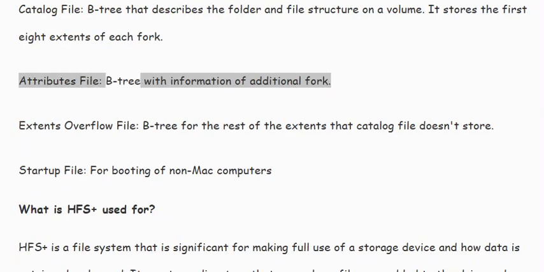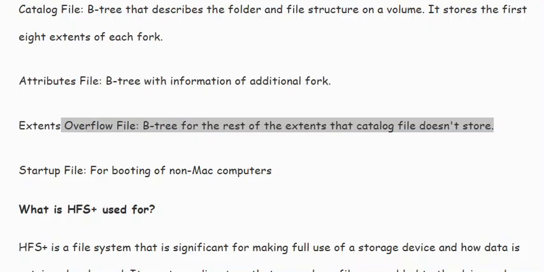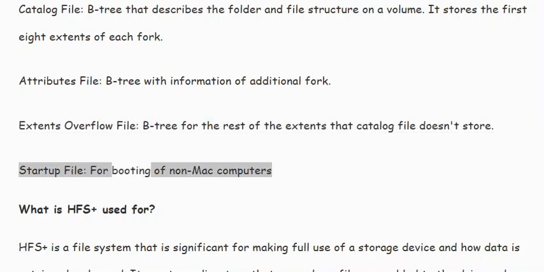Attributes file: a B-tree with information of additional forks. Extents overflow file: a B-tree for the rest of the extents that the catalog file doesn't store. Startup file: for booting of non-Mac computers.